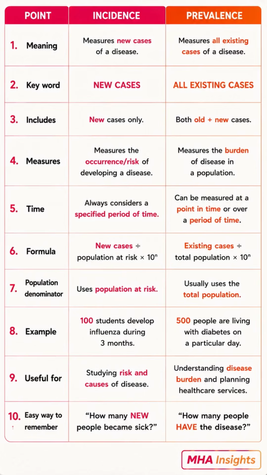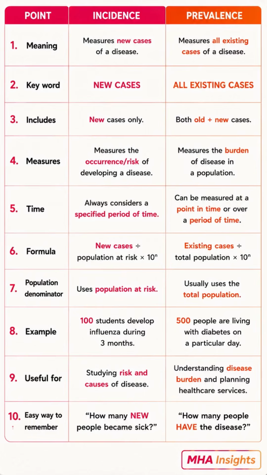Suppose 10 students develop influenza during a period of 3 months. These are new cases occurring during a specified period. So this represents incidence. Now suppose 500 people are living with diabetes on a particular day. Here we are counting the people who already have a disease at that point in time. That represents prevalence.